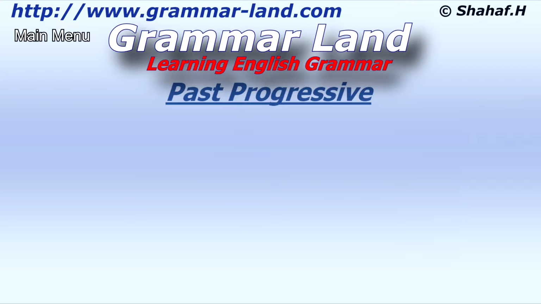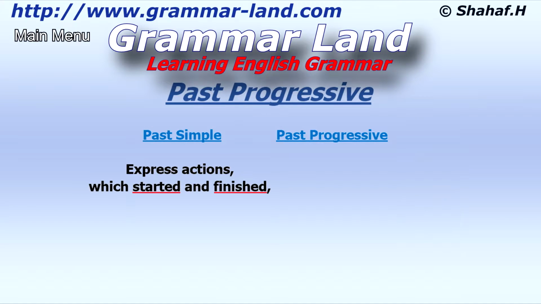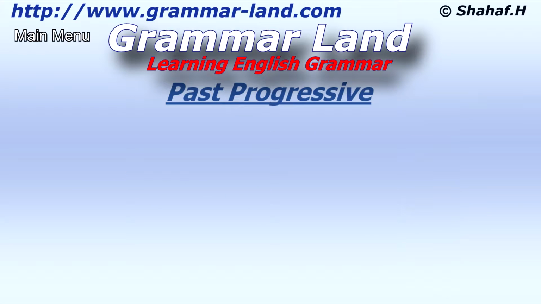We've already learned in the previous chapter that there are two forms of the past tense in the English language, past simple and past progressive. Let me remind you that we use the past simple tense to express actions which started and finished in the past. We learned this in the last chapter. The past progressive tense, which we are discussing now, is completely different.